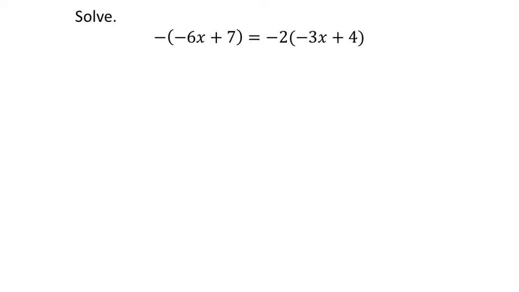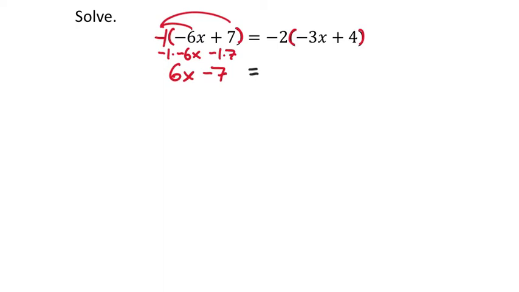Okay, so we got some distribution definitely because I see these parentheses. We got 2 sets of parentheses. Let's do one at a time. Here I'm going to be distributing in -1. So that'd be -1 groups of -6x's. That's positive 6x's. But also I got -1 groups of 7, which would be -7.